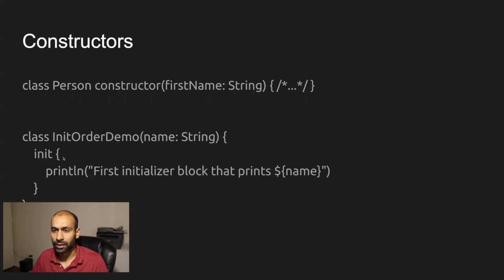The other is the init block. In Java, we would just declare blocks which were initialization blocks, but in Kotlin, we would specifically mark them as init block. So the init block would run after the constructor.